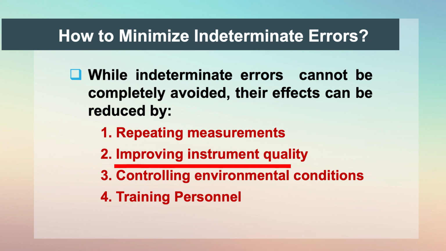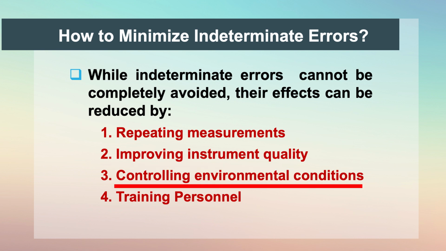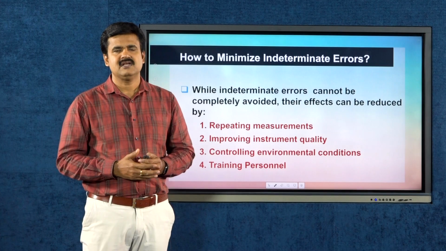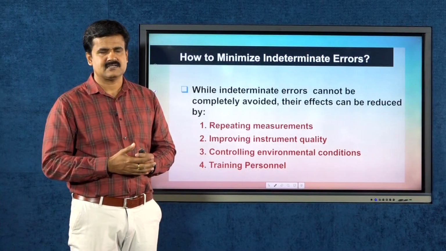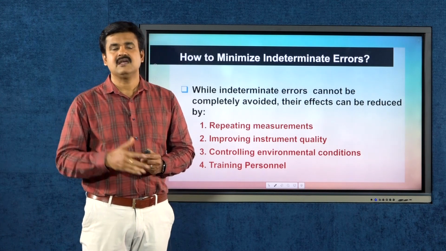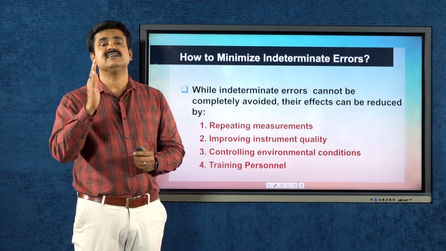Improving instrument quality: you can calibrate the instrument, you can service the instrument like that. Controlling environmental conditions like pH, temperature, voltage fluctuations, etc. You have to use a trained analyst to take a reading. These are various options, not to completely eradicate the indeterminate error, but to minimize it.